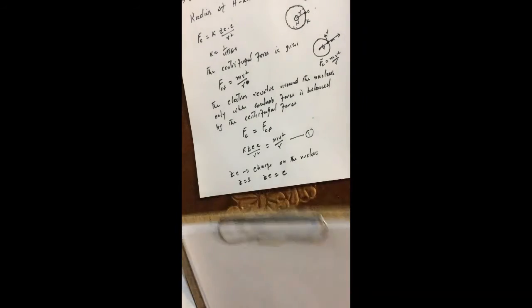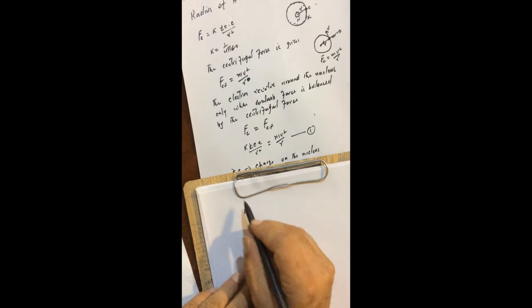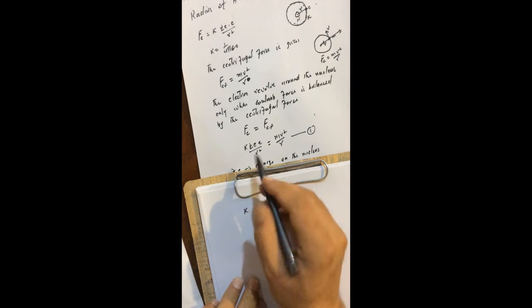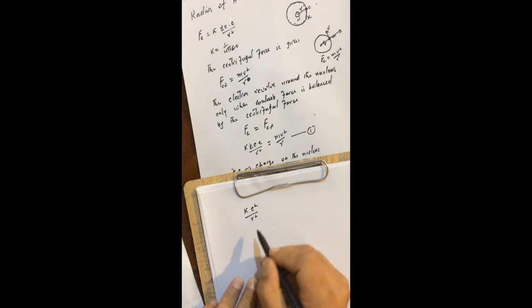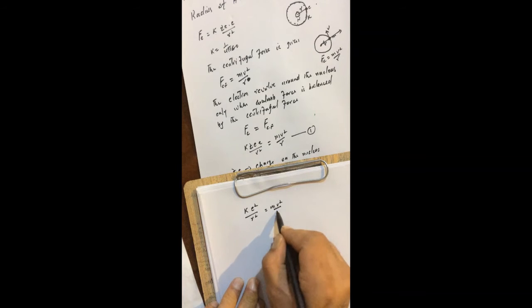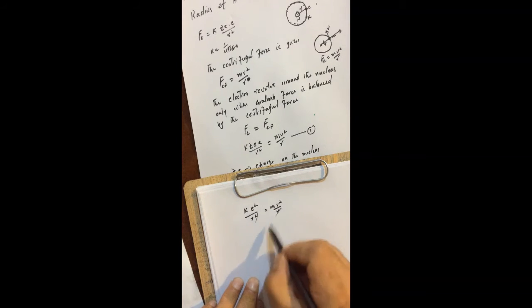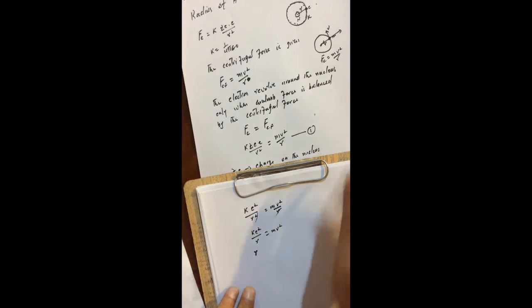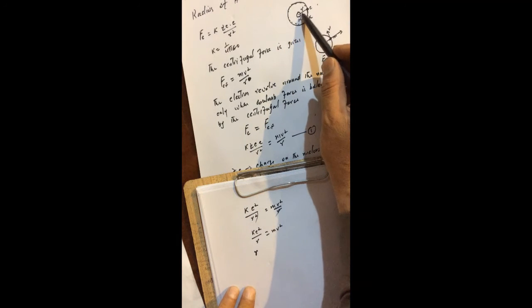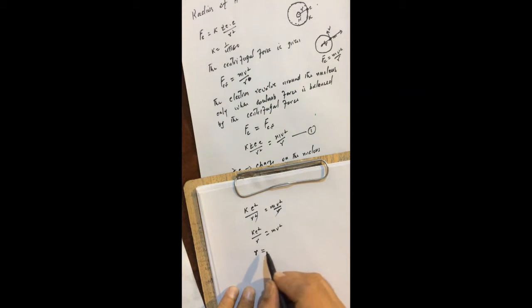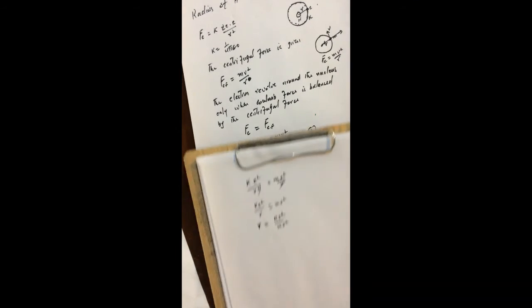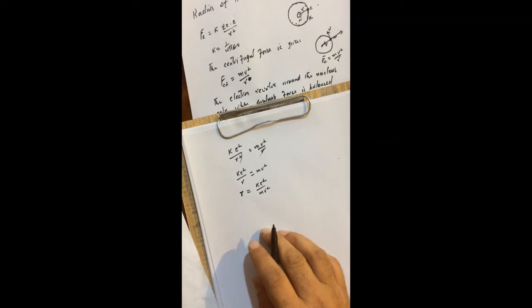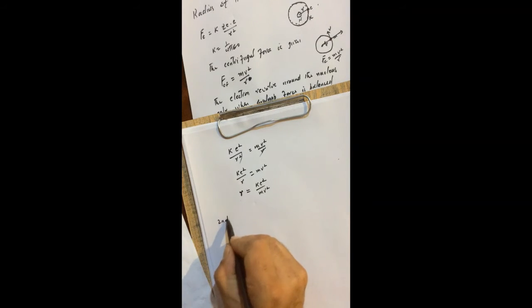Which is Ke square over r square is equal to mv square over r. Now the r square cancels with this r, so we are left with Ke square over r is equal to mv square. From this I can get the value of r. r is the distance from the center of the nucleus to the electron, and we have to calculate this value. So r is equal to Ke square over mv square. Now, I already mentioned in the postulates of Bohr theory, the second postulate.